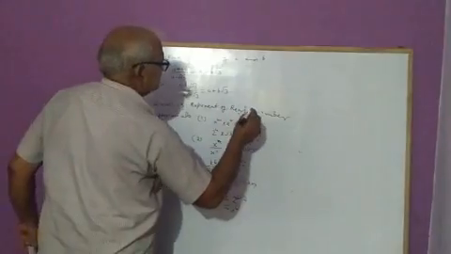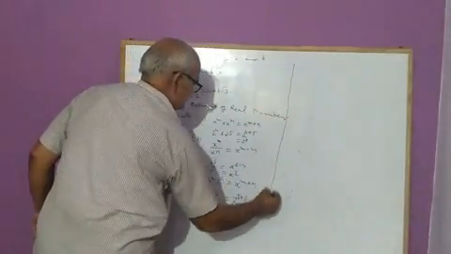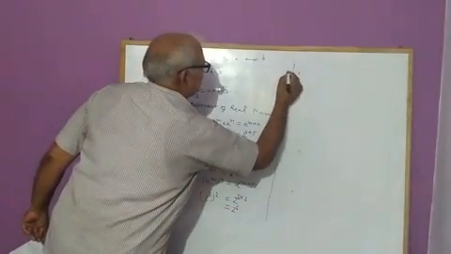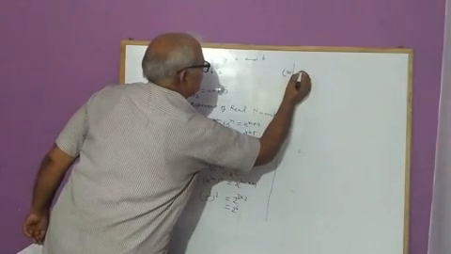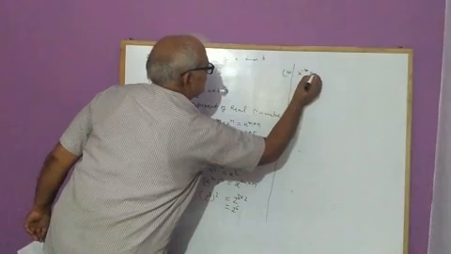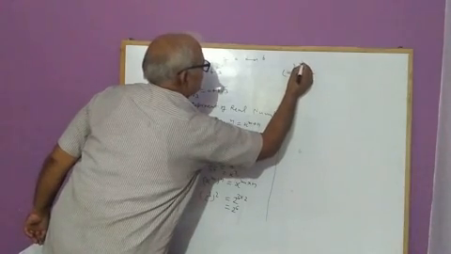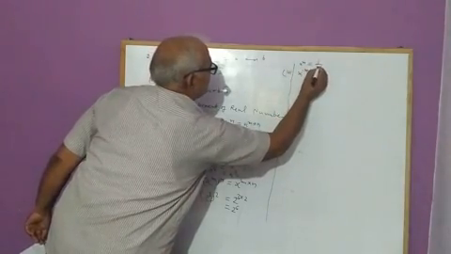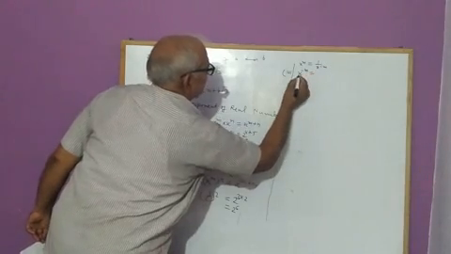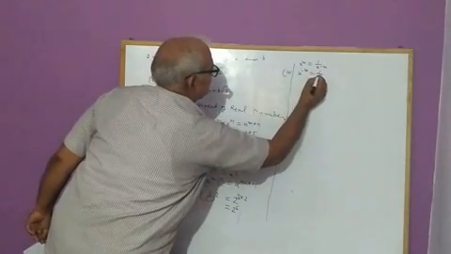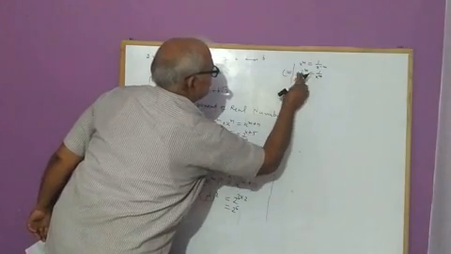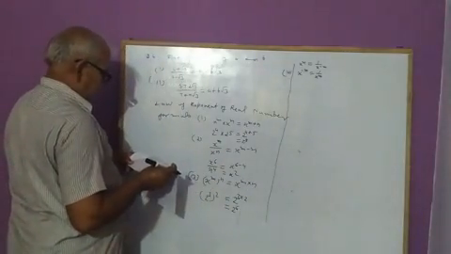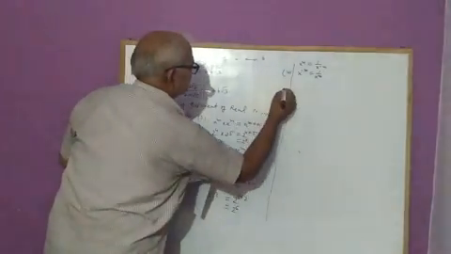And if any number x to the power minus m, x to the power m: x to the power m is equal to 1 upon x to the power minus m. x to the power minus m is equal to 1 upon x to the power m. Change the sign. With these formulas, you solve the questions first.